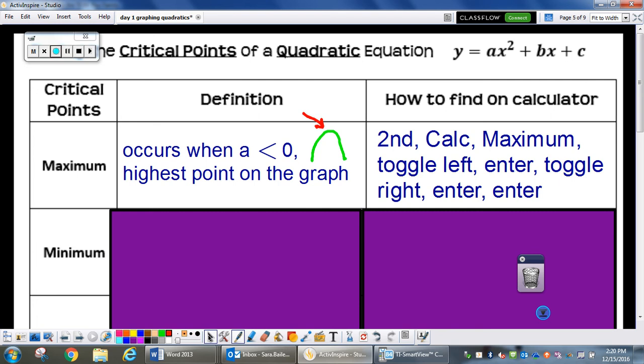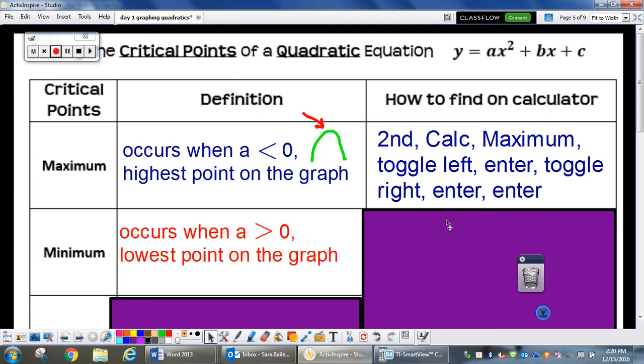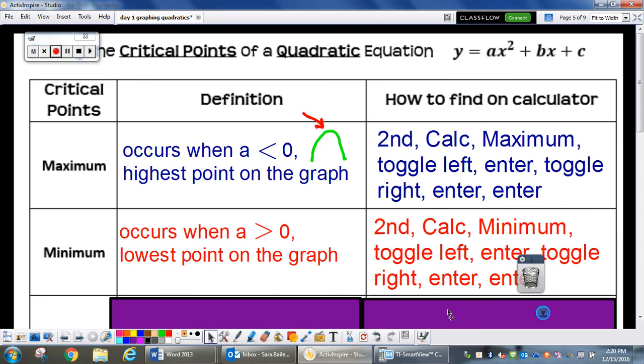So again, you either have a maximum or a minimum. The minimum is when a is greater than 0, and it's the lowest point on the graph. You'll do this the same way, except you'll hit second calc minimum, you'll go to the left, and then you'll go to the right, and then you hit enter twice. Typically on most calculators you have to hit enter twice. So your minimum would be right around the bottom.